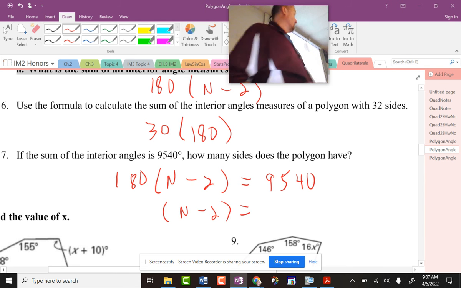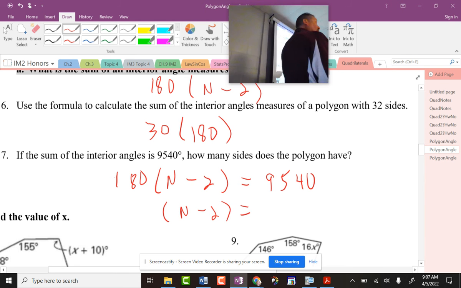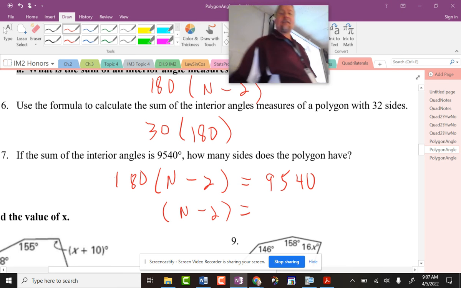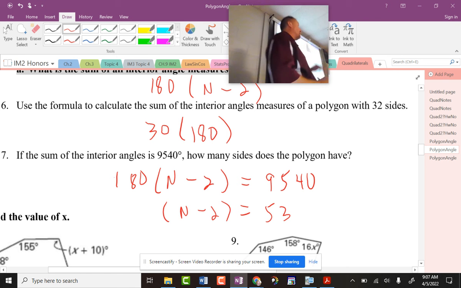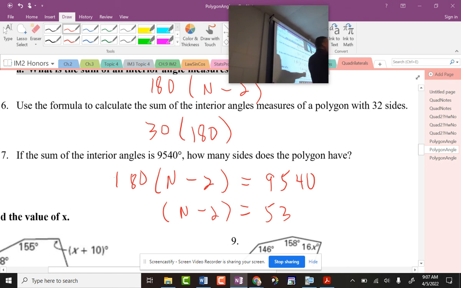Anyone do this? Anyone set this up? Is it 53? Is my mind correct? Okay, so then it's not a 53. And by the way, what can't this number be? It starts with a D. 3, 2, 1, go. Decimal. Because you're trying to get an exact amount of sides. So if it was a decimal, either you made a mistake or I made a mistake.